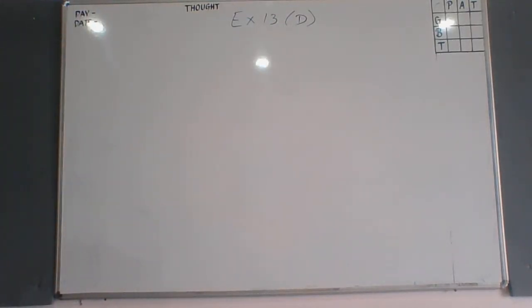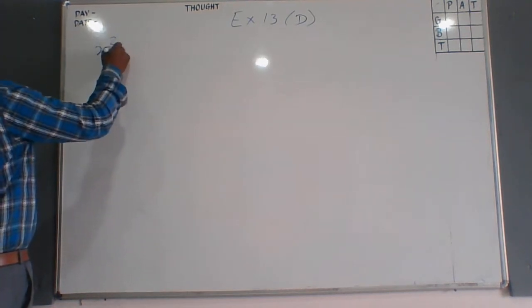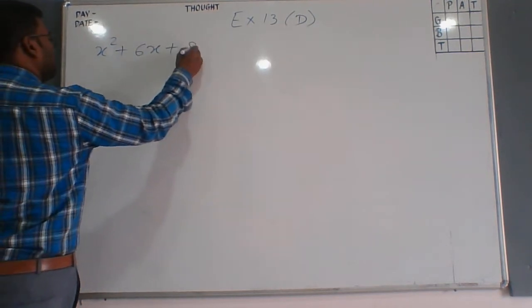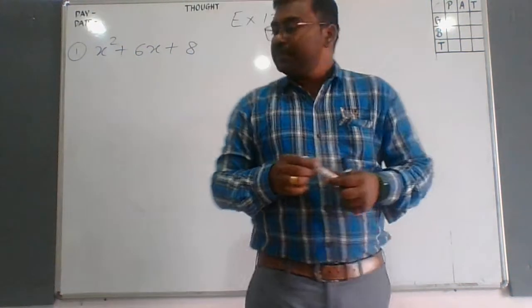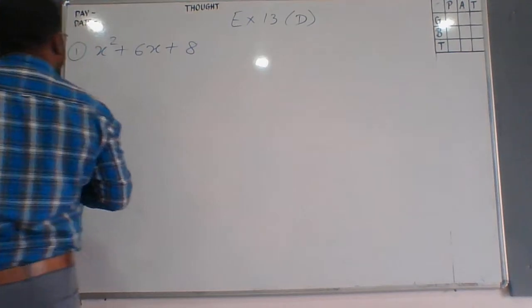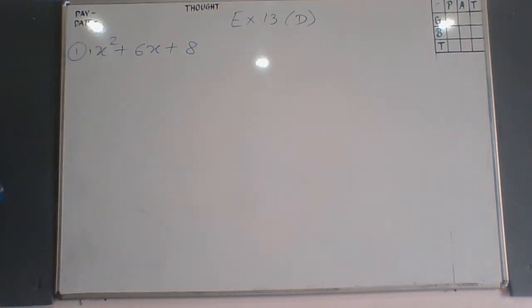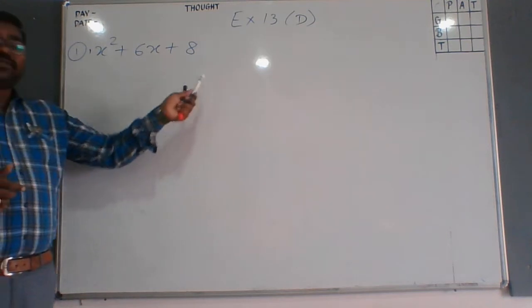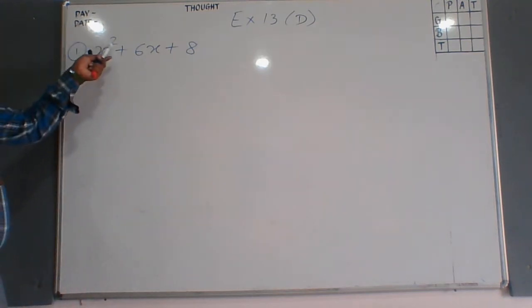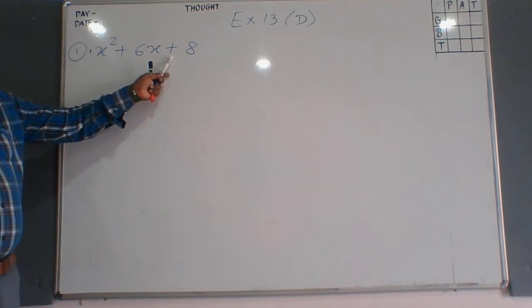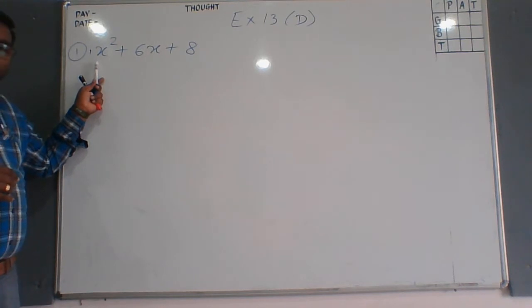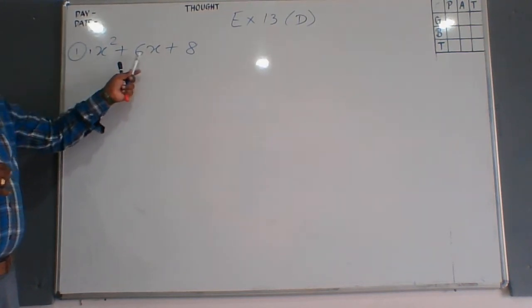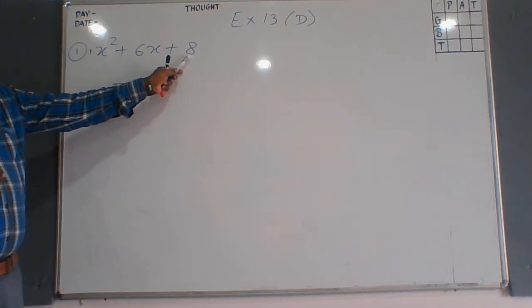Question number 1 is x square plus 6x plus 8. Now, let us understand the procedure first. The coefficient of the square term is 1. Nothing is written, that means 1 is there. Whenever we are solving this type of polynomial, the highest power is 2, therefore we can call it quadratic. First of all, check that the given polynomial is in the standard form: first x square, then 6x, and ultimately the constant term.